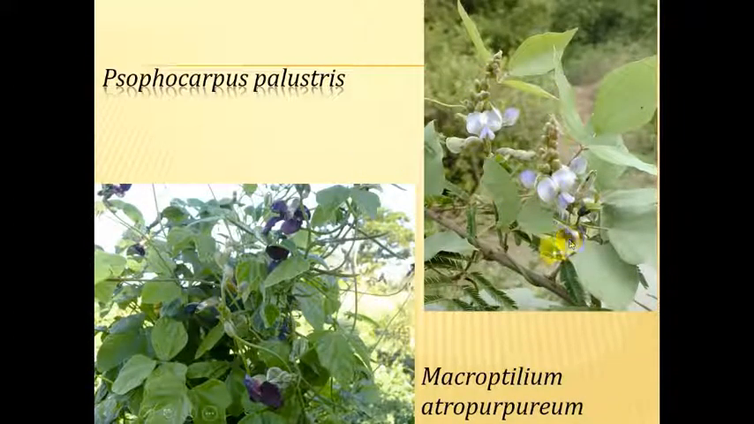This is Sapocarpus palustris. This is also a vine species. And this is Macroptilium atropurpureum. This is also a vine species which is having a dark purple color flower, which is very easy to identify.